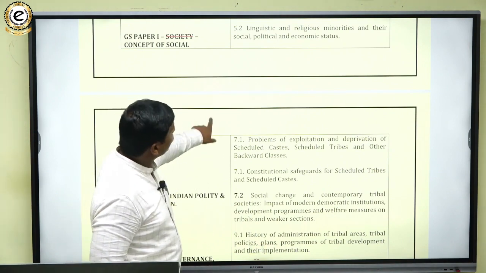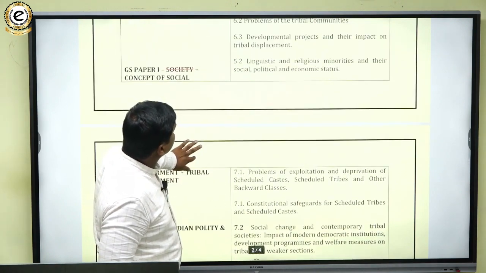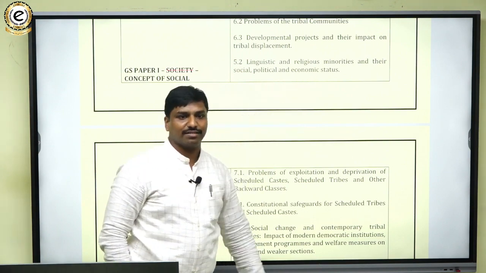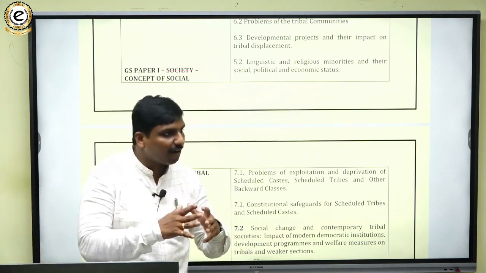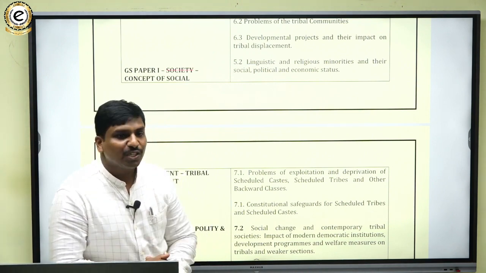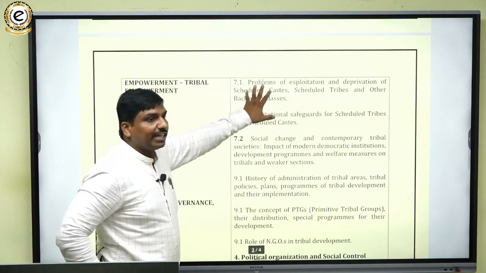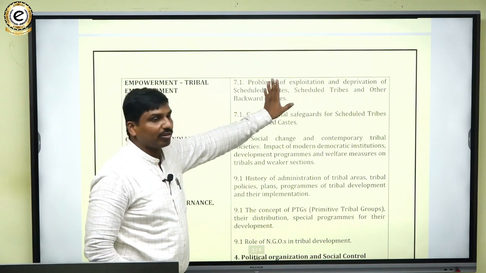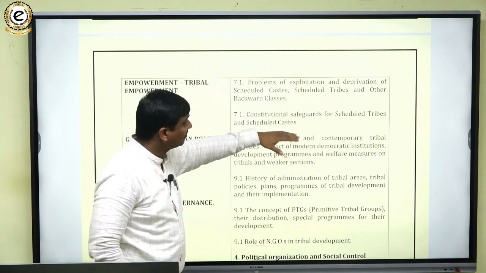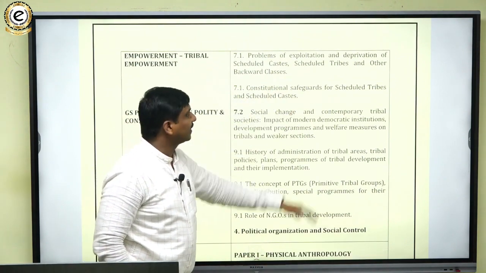So here also we have some things like linguistic and religious minorities and their socio-political and economic status. So we will study some of the safeguards for linguistic and religious minorities, Article 29 and 30, right? So that one we will cover, and then there would be various problems faced by scheduled castes and tribes in society. So we will study about them.